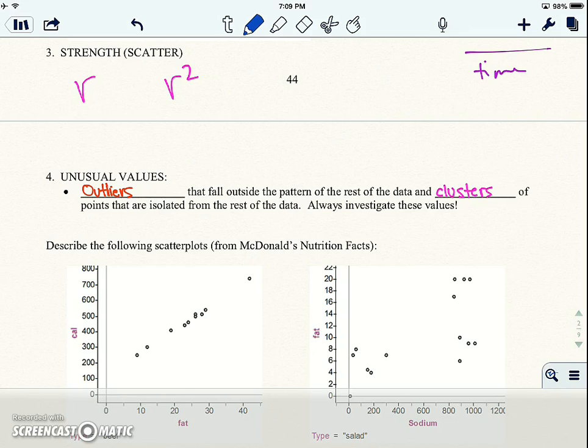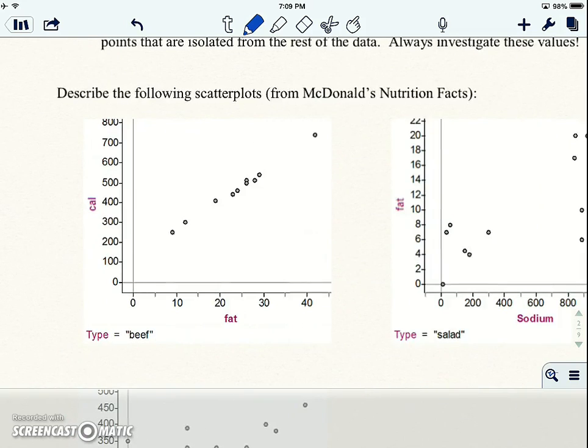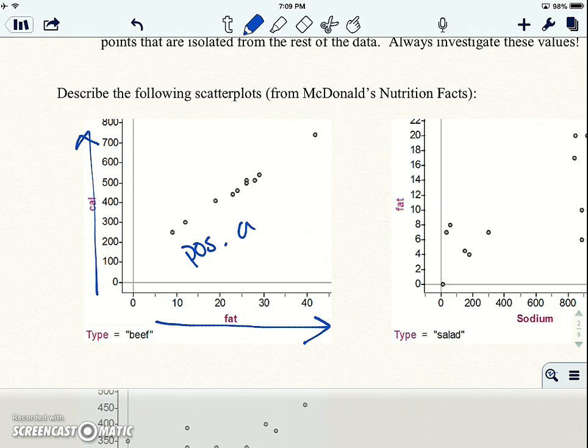Okay, so what I have here are some scatter plots from McDonald's Nutrition Facts, and they actually do come from the McDonald's Nutrition Facts, although they're about 7 or 8 years old. McDonald's hasn't changed its menu that much. Okay, if you think about it, if we're looking at just beef, we're listing all the fat and the different types of beef products that McDonald's has. Well, obviously, the more fat it has, it seems that that product will also have more calories. So this would be a positive association.